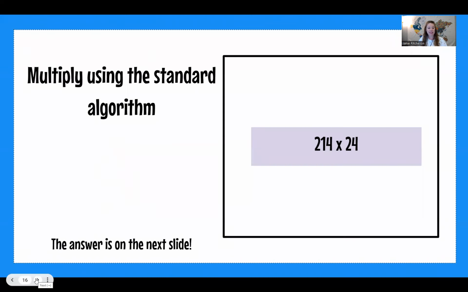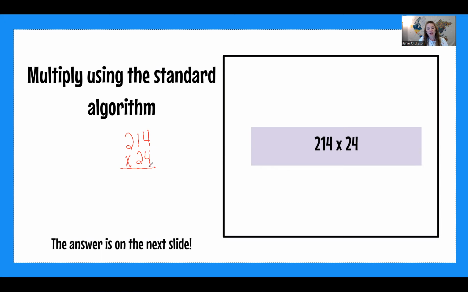All right, let's try this one using the standard algorithm. You write this down with me: 214 times 24. You want the last digits right on top of each other, which means the 2 goes under the 1. We're going to start with the first digit. Actually, it's the last digit, right? We're going to multiply it by the ones, and then the tens, and then the hundreds.